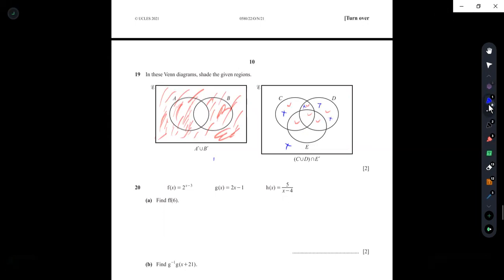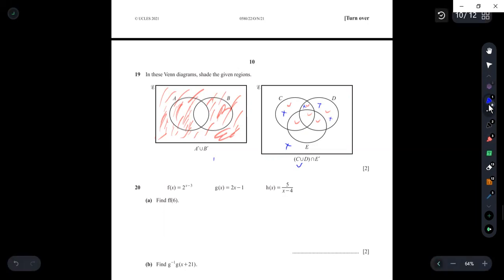So these are inside areas. Intersection means the common area between this and this. Where we have ticks and crosses together, that is the common area. Like here we have a tick and a cross, that means it belongs to C union D as well as it belongs to E complement. So intersection means to take the common.